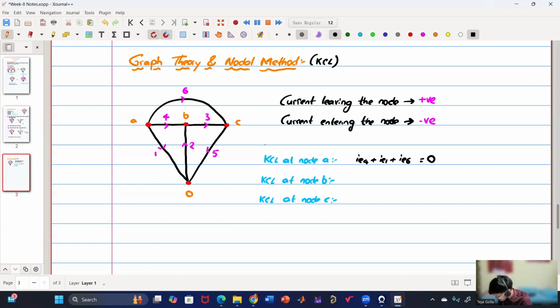Okay. Node B, what is the KCL at node B? Current 4 is entering, 2 is entering, and 3 is leaving. IE3 minus IE4 minus IE2 is equal to 0. Very good. Now KCL at node C.